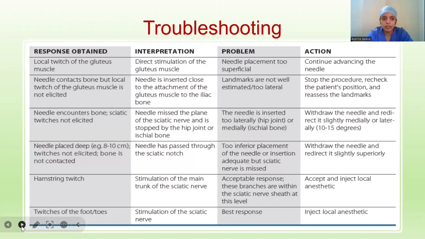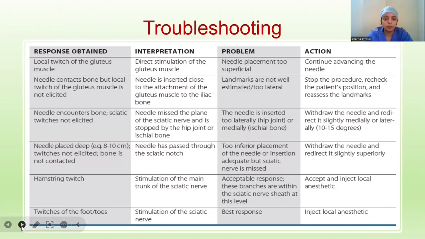A few troubleshooting tips. If local twitches of the gluteus muscles are seen, that means it's direct stimulation of the gluteus muscle. You just need to advance the needle further. If the needle contacts a bone, but there is no twitch of gluteus muscles, that means the needle is near the attachment of the gluteus muscle to the iliac bone. That means your needle is too lateral. So you redirect the needle, reassess the landmarks, and start again.